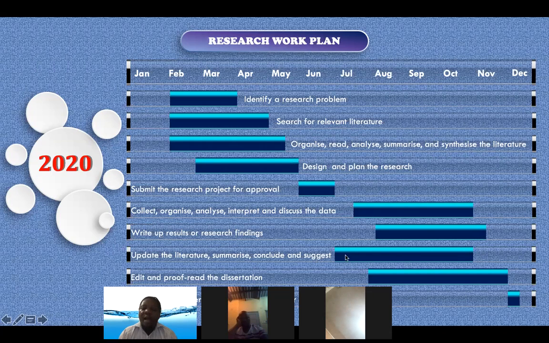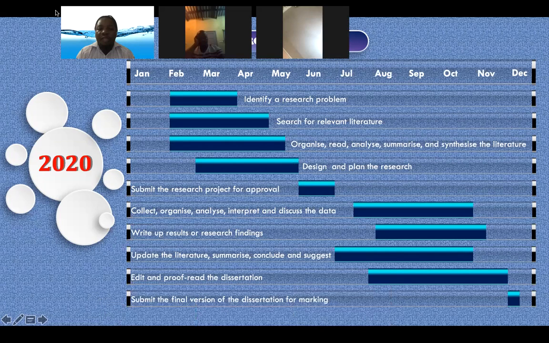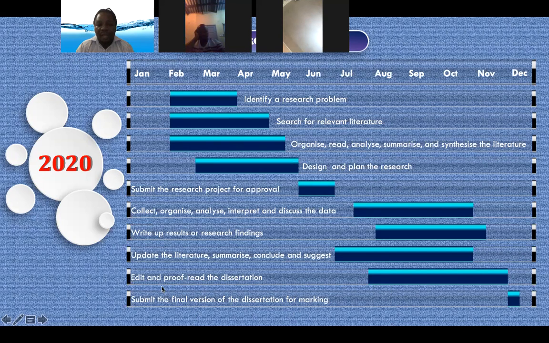At the same time, they will be updating the literature. Then they will edit and proofread the dissertation in order to check for mistakes. And after they are happy with the editing and the proofreading, then they submit the final version of the dissertation for marking. So all this process starts with a research project and it ends with a dissertation or a research report.